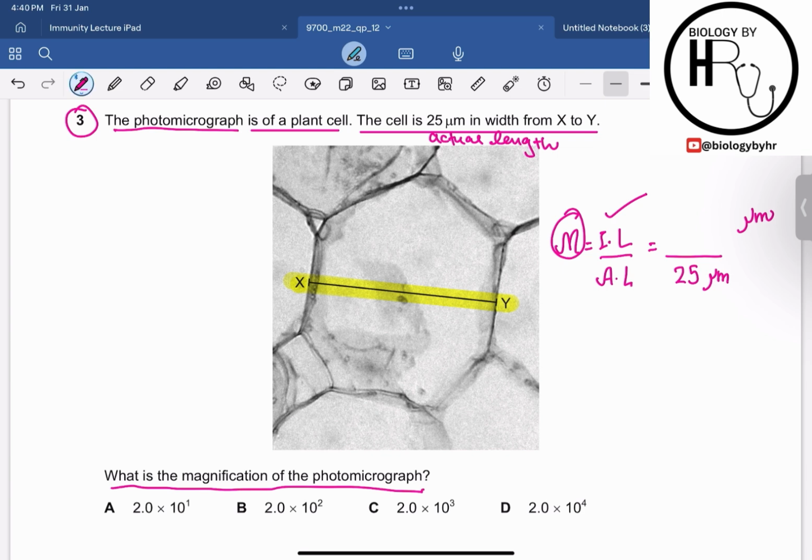So what you will do is take a scale and measure the length of x to y, right? Whatever length comes, if I solve it on paper, my length came to be 4.5 centimeters. Now you have to convert this 4.5 centimeters into meters. You know that whenever we go from centimeter to meter, we divide the value by 100, right? So the value will come in meters.